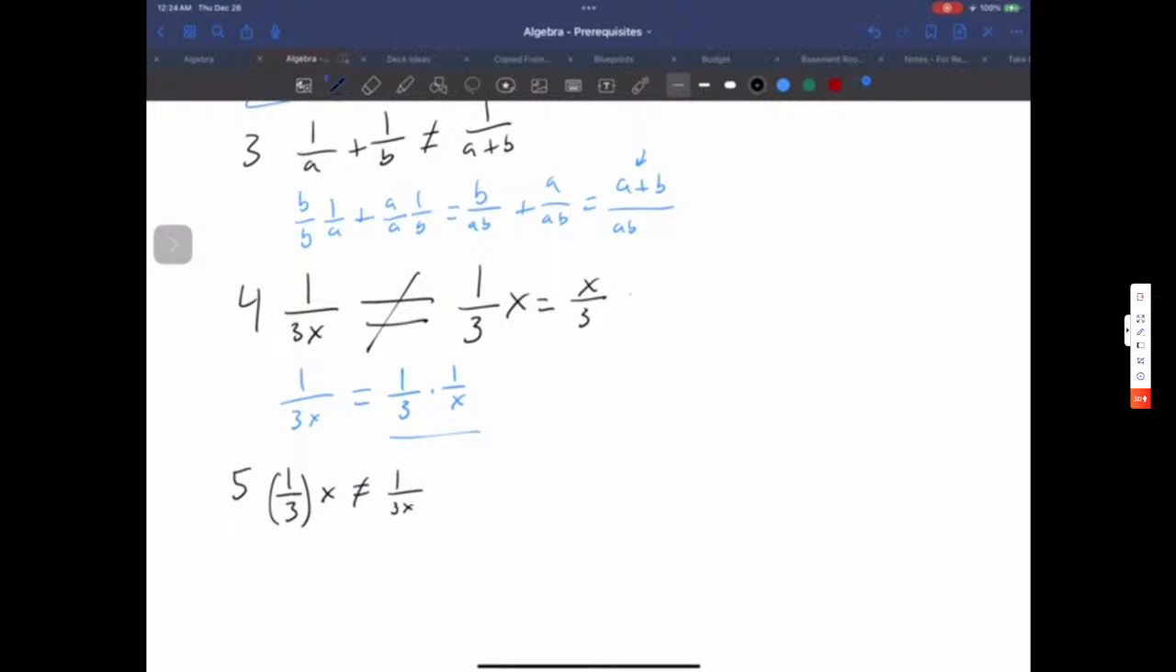Now, the way they've written it makes it more, like you're saying, well, why would you ever make that mistake? Well, the way they wrote it was like this, 1/3 times x. And so your brain is going to associate that 3x as being together, and you may try and write it as 1 over 3x.